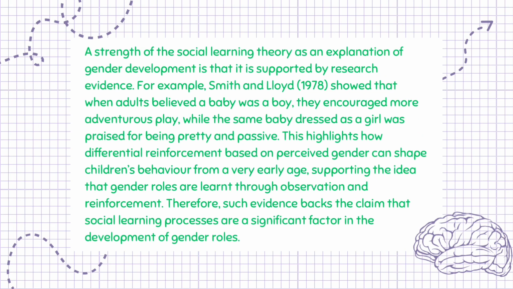A strength of the social learning theory as an explanation of gender development is that it is supported by research evidence. For example, Smith and Lloyd, 1978, showed that when adults believed a baby was a boy, they encouraged more adventurous play, while the same baby dressed as a girl was praised for being pretty and passive. This highlights how differential reinforcement based on perceived gender can shape children's behavior from a very early age, supporting the idea that gender roles are learnt through observation and reinforcement. Therefore, such evidence backs the claim that social learning processes are a significant factor in the development of gender roles.